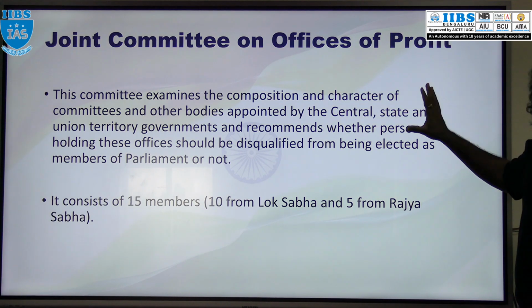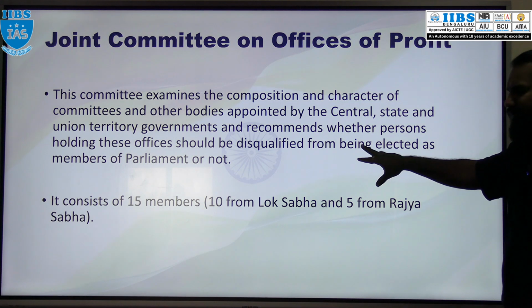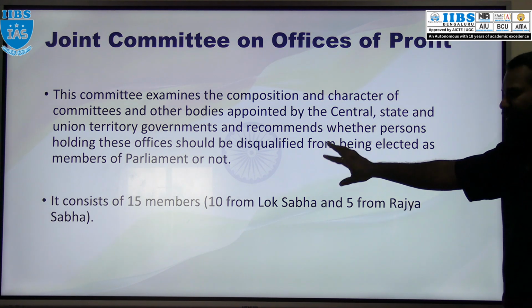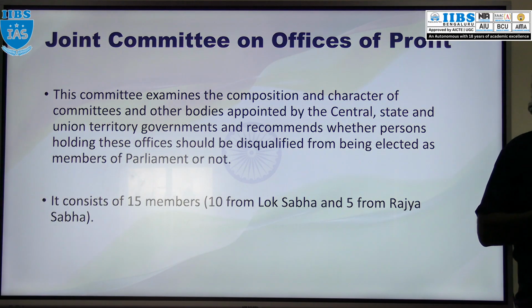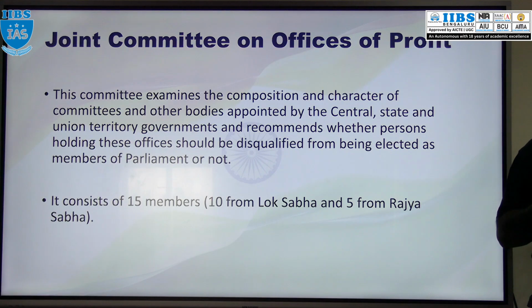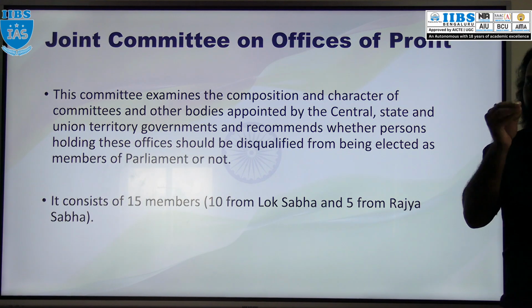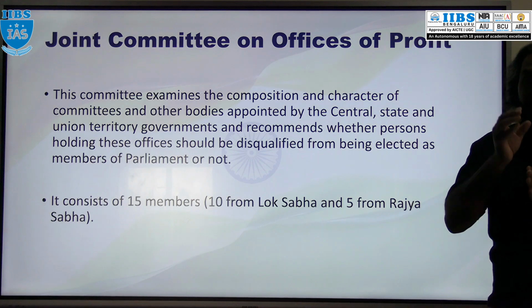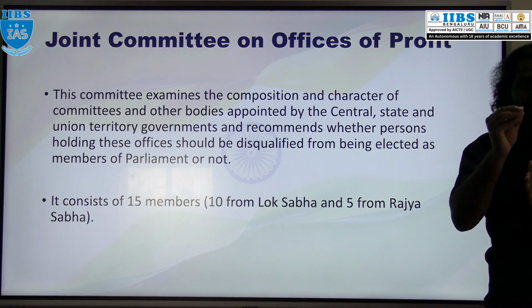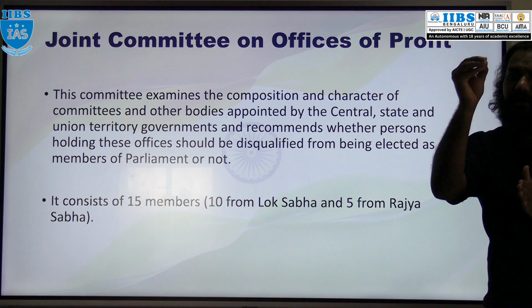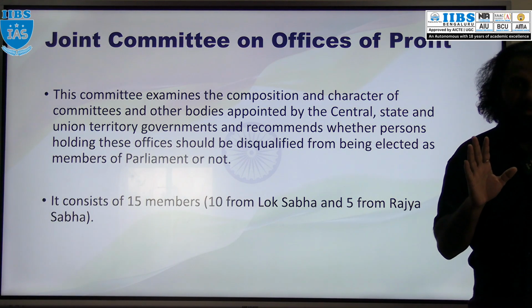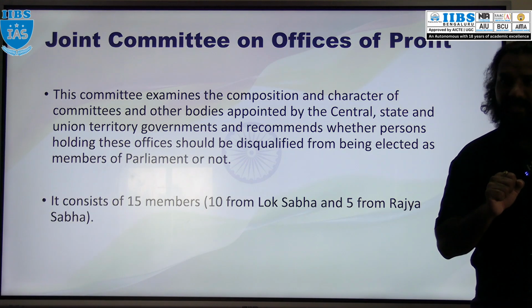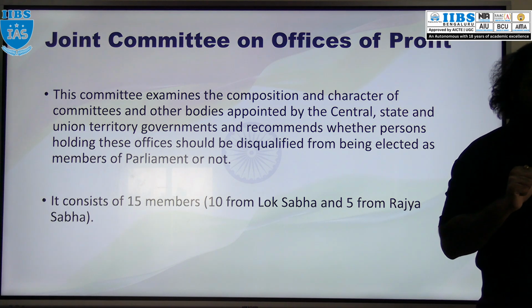Joint committee means it consists of members from both Lok Sabha as well as Rajya Sabha. Total 15 members are there: 10 members from Lok Sabha and 5 members from Rajya Sabha. What does this committee do? In short, this committee will examine whether a particular MP shall be disqualified based upon the office of profit or not. We will discuss what is office of profit, and in disqualification also we will discuss. A member of parliament can be disqualified based upon office of profit.